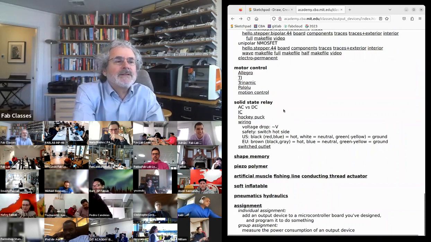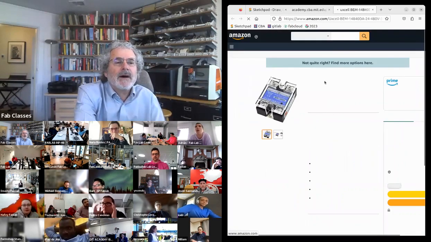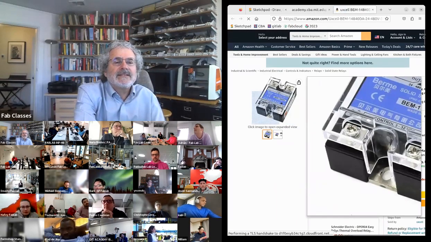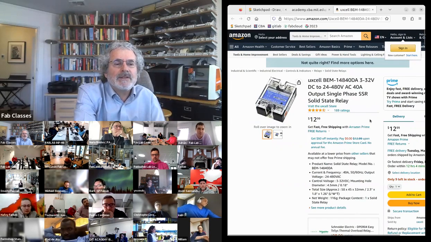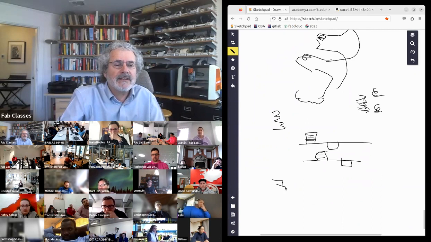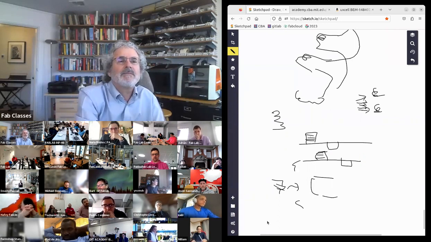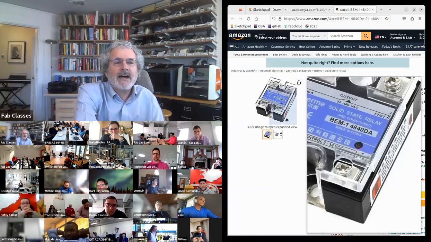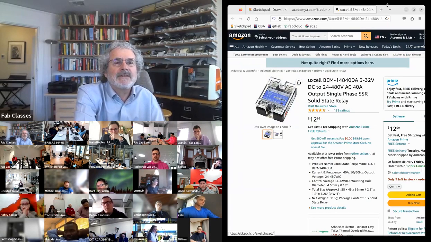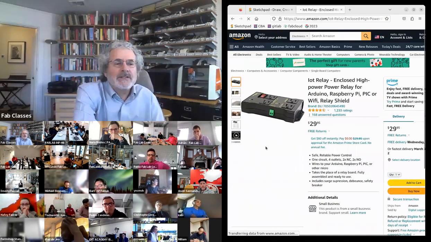Okay, a few more final quick ones. For AC loads, what's called a hockey puck has a logic input on one side, and it's opto-isolated, which means on the logic side there's an LED actually making light, and the light goes to the AC side. So there's no electrical connection between the AC side and the logic side. And then on the output, it has a solid state relay. That's the easiest way to switch AC loads.